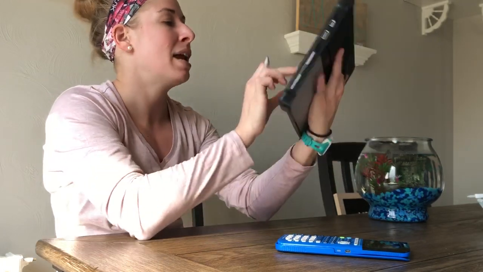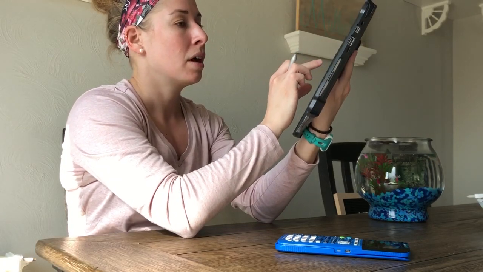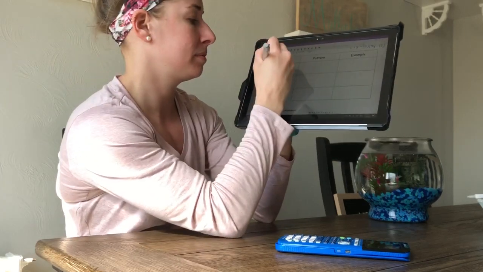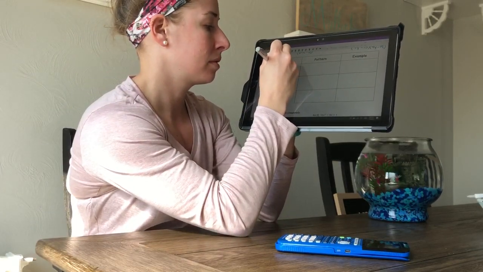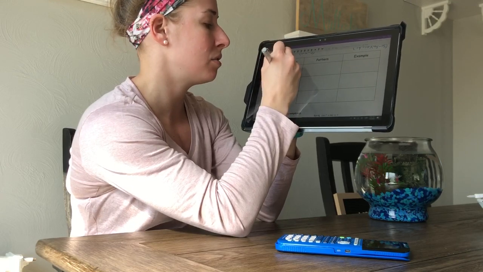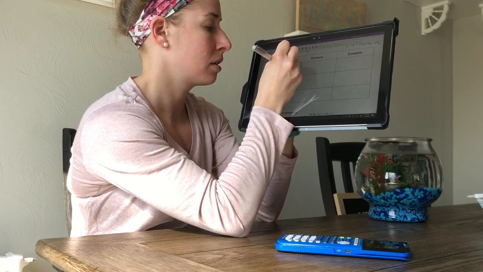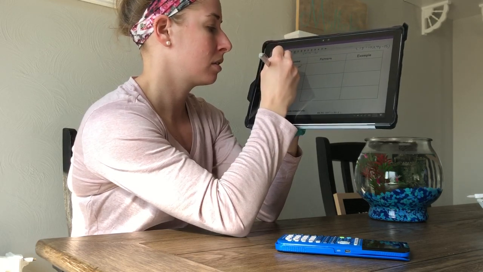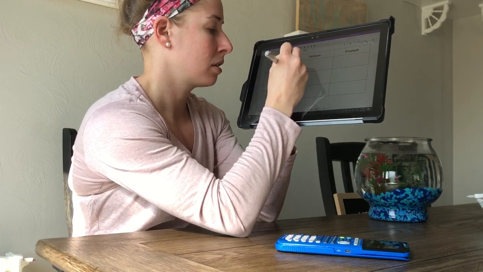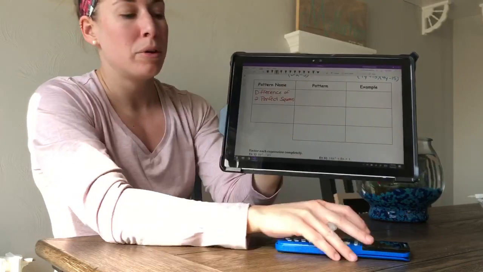All right, so we're going to name these patterns. The first one is called the difference of two perfect squares. So it's the difference of two squares. The difference of two perfect squares.